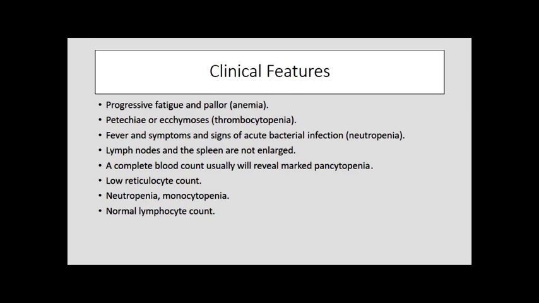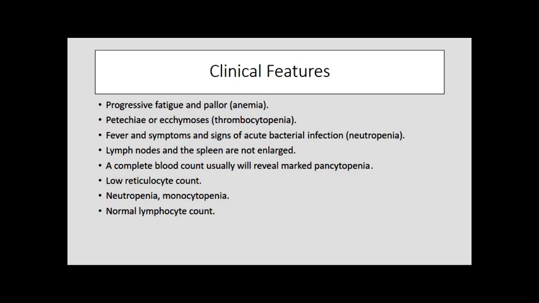Also, neutropenia will produce fever, symptoms of bacterial infection. In this case, the lymph nodes and the spleen normally are not going to be enlarged. This is very important because we are going to study some cancers of the blood in which people are going to have exactly these same findings: anemia, thrombocytopenia, neutropenia. But in those cases, it's most likely that the spleen and the lymph nodes are enlarged if they are infiltrated by cancer cells. So it's very important for our differential.